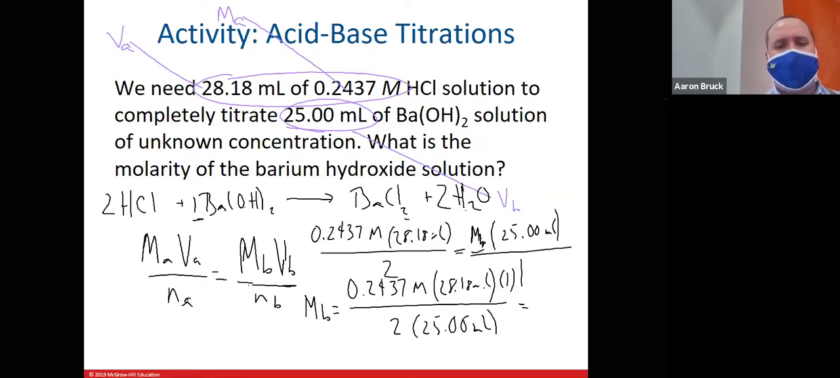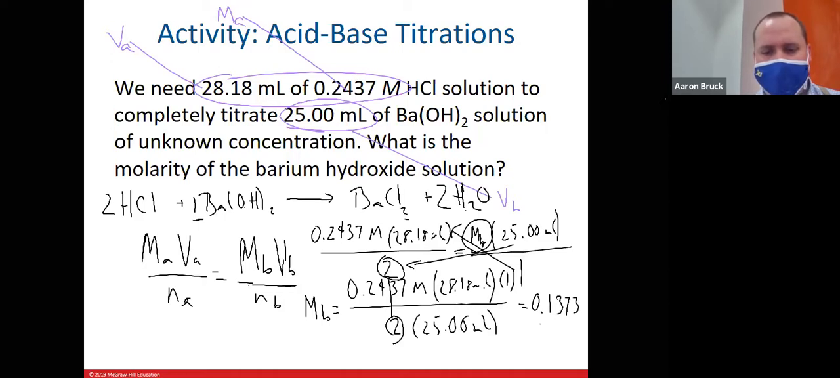So algebraically speaking, I've got MB over here. I've got to divide by the 25 and multiply by the 1 to get the base molarity by itself. Yes, because the 2's still here. This 2 is still there. Okay. 0.1373 molar barium hydroxide.